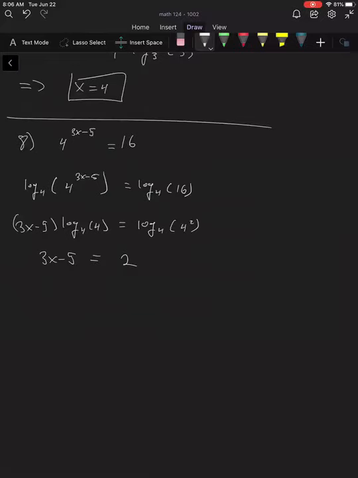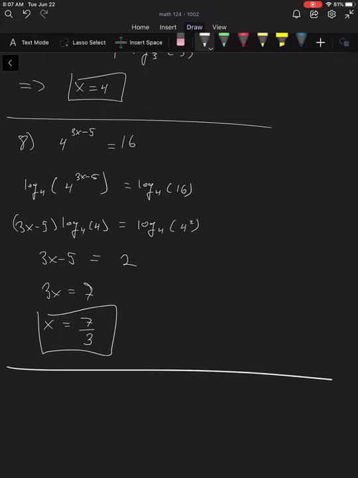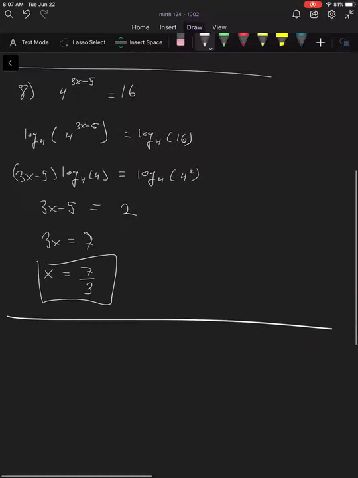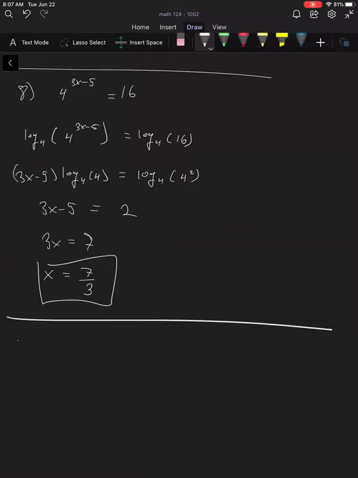And now to solve for x, we just add the 5 over, and then divide by the 3. So x is equal to 7 over 3. Can do 15.